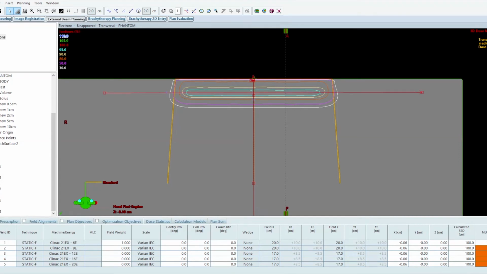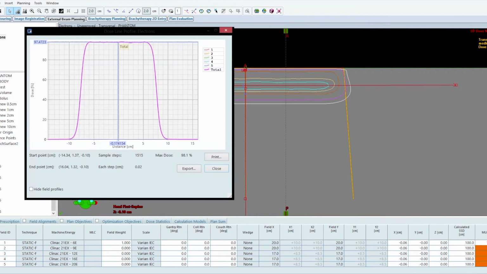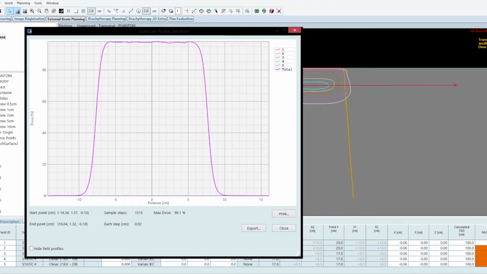So let's take a quick look at the beam profile for the electron beams. The red line that's been drawn across here is just another dose profile, so instead of a percent depth dose, it's going to be a beam profile. The electron fields are flattened to give a symmetric and flat beam at Dmax. This is my 6E beam.